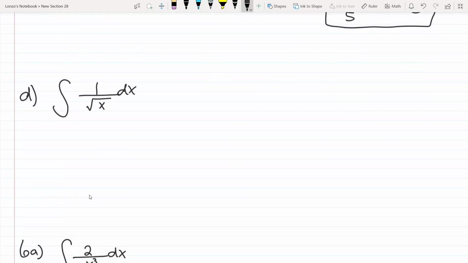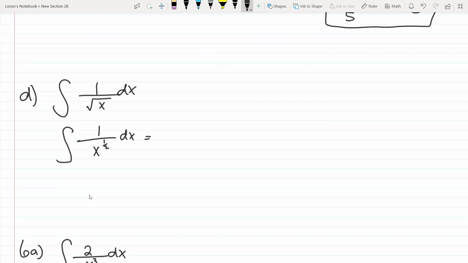D is integration of 1 over square root of x dx. So that would be, I have no idea. I would not use substitution. Instead, I would rewrite it as a power. So this is a bit strange. I know that square root of x as a power can be expressed as x to the 1/2, but that's not really helping.